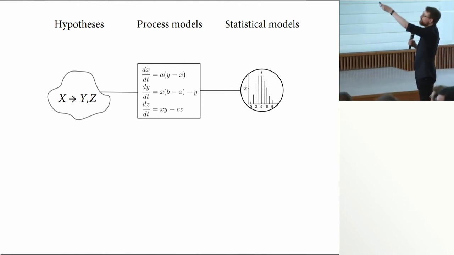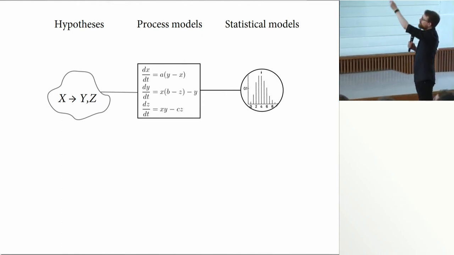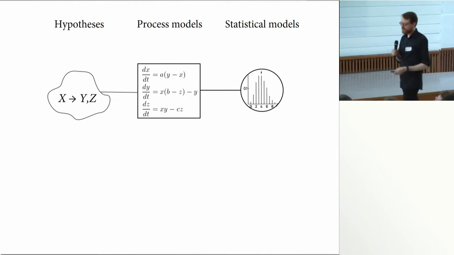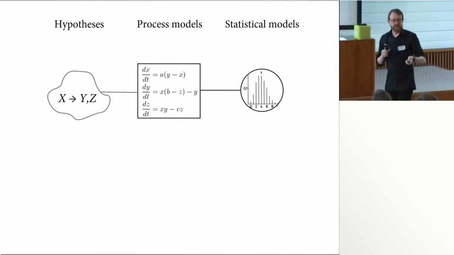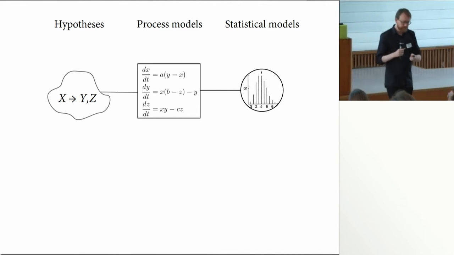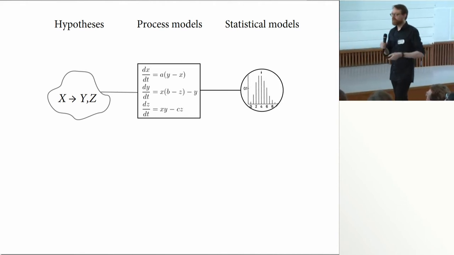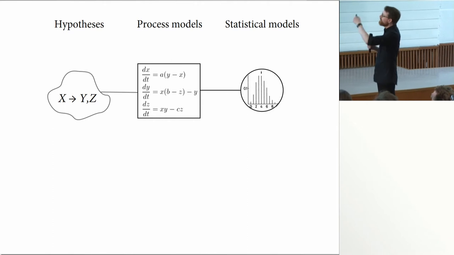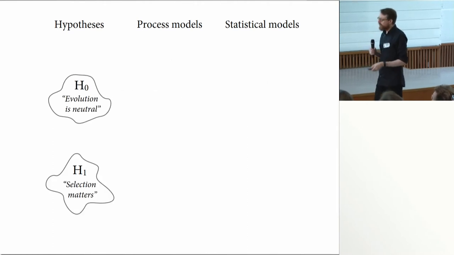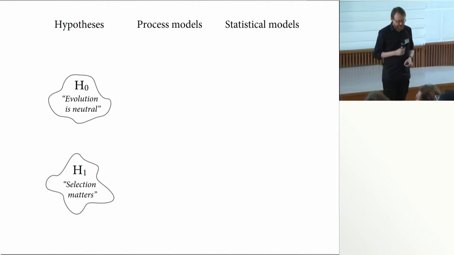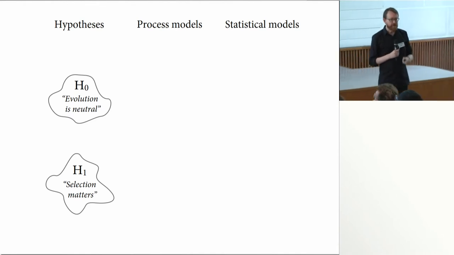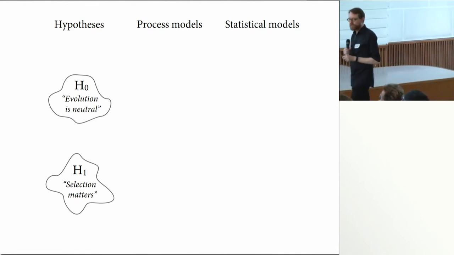And if you have one hypothesis and you make one process model from it, and then you make one statistical instantiation of it, this seems like a nice story. And this is the neutral theory story. We write down the null model where you take selection out, some force out, and we ask if it can account for the data. The problem is that in evolutionary biology, there are no unique null models. I'll say that again. There are no unique null models.